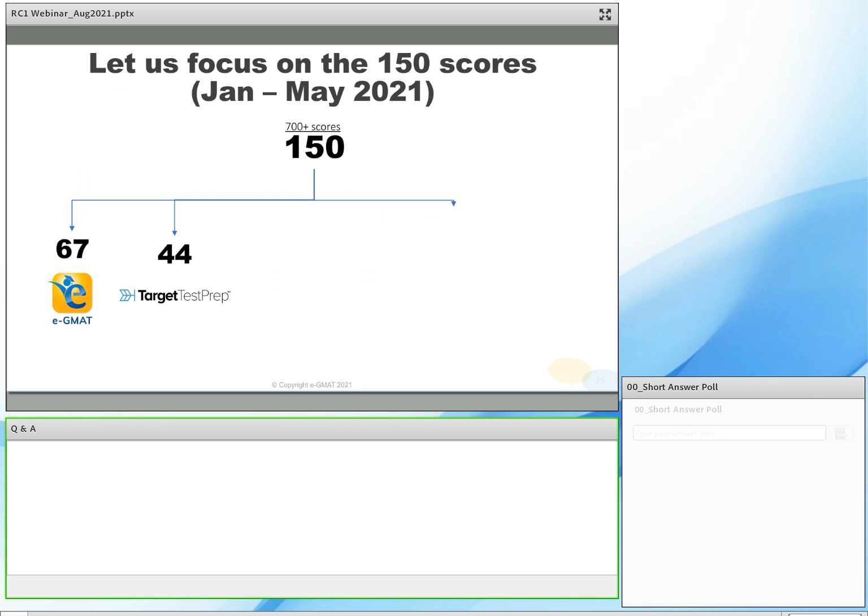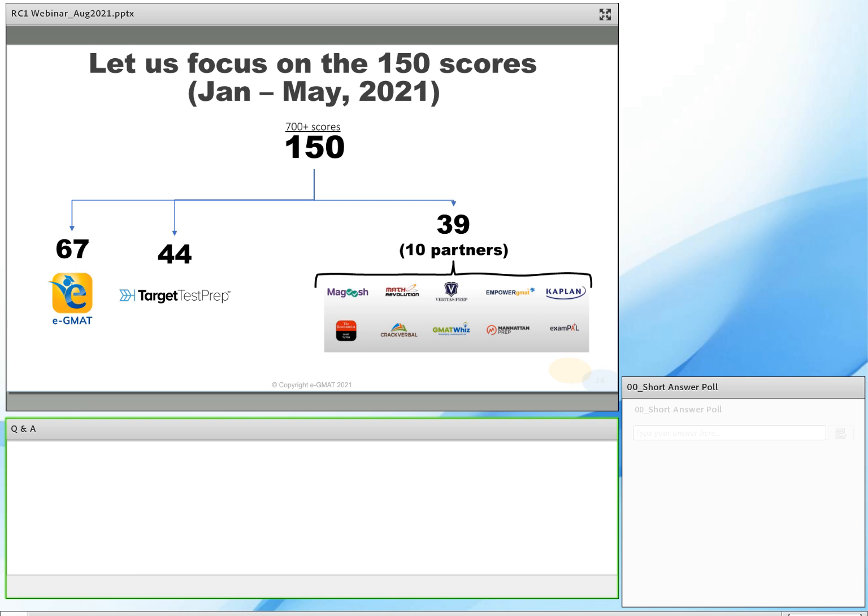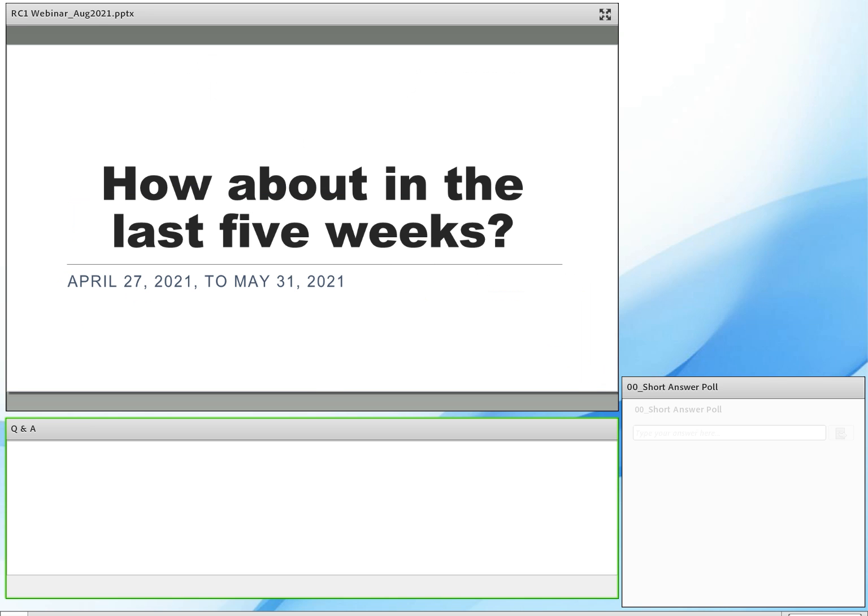Out of the last 150 700-plus scores in the last 5 months, e-GMAT has a little over 40% of those scores. TTP is a close second. Everybody else is lesser than this particular number. That should tell you a little bit about the kind of results that we're getting. It's all thanks to the focus on the methodologies.